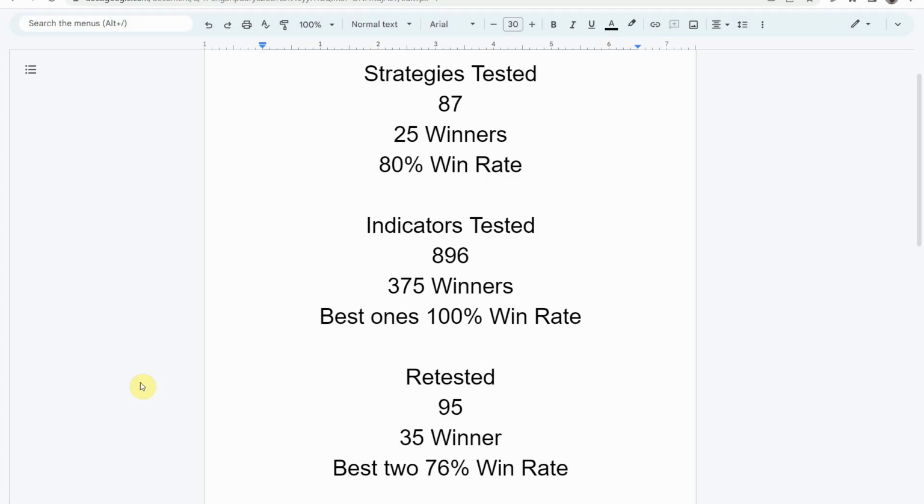Now you need to go back and watch those videos to understand the context of how they were able to achieve that. So go back and watch those videos and see what you can get out of those winning indicators. We've also retested in the advanced testing 95 of the winning indicators. 35 of them have been able to maintain the winning status, the best to a 76% win rate.